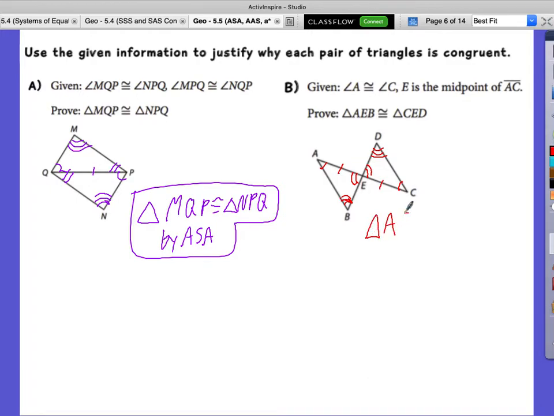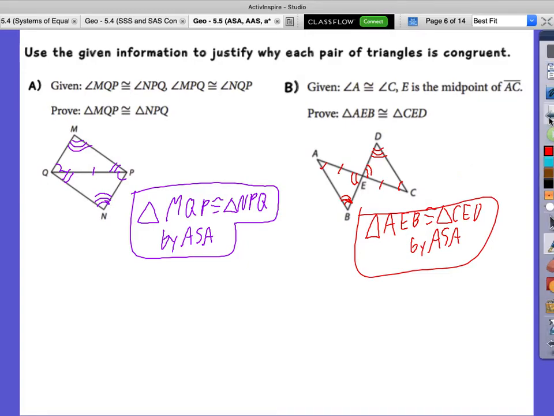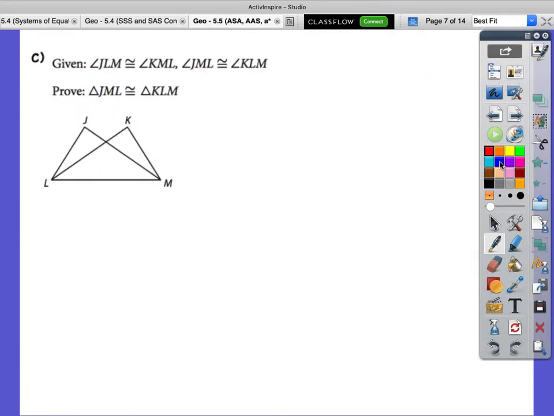Triangle AEB is congruent to triangle CED by angle side angle. We don't even need to know the other two sides because this is enough information. Technically, with angle side angle, we really know all three angles. We don't have to say that we know all three. It's implied. If we know two, we know the third. Question on that?